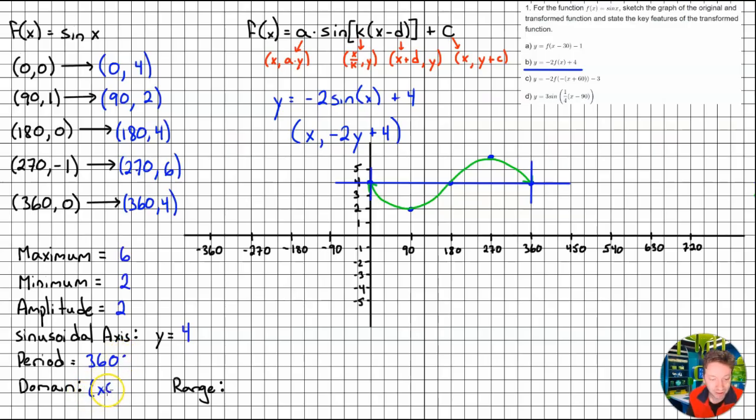Domain, x is real numbers. And range, we have 2, which is less than or equal to y, which is less than or equal to our maximum 6, where y is real numbers.